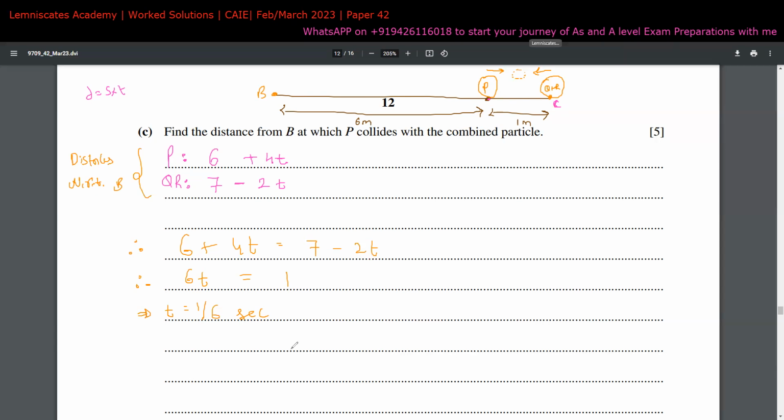And now the final step. This implies that the distance of P from B is equal to 6 plus 4 multiplied by 1 by 6. And if you put these details in your calculator, the result that will come out is going to be 6 2/3. 6 2/3 meter. So yeah, that's the final answer of part C.